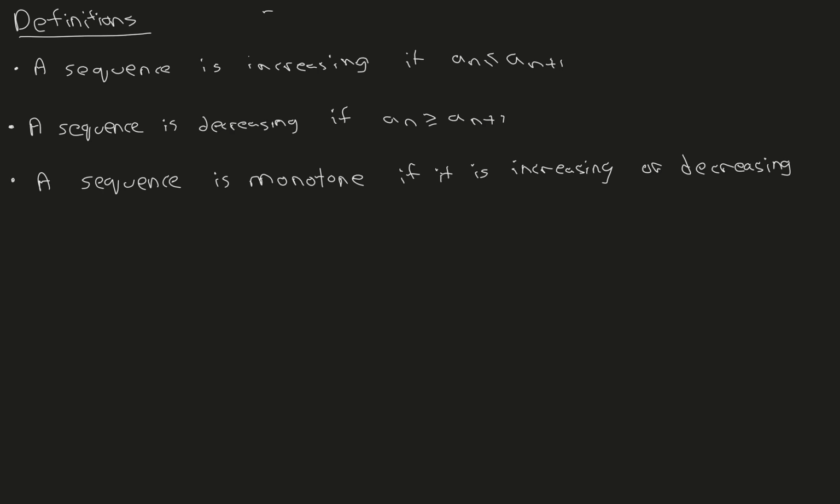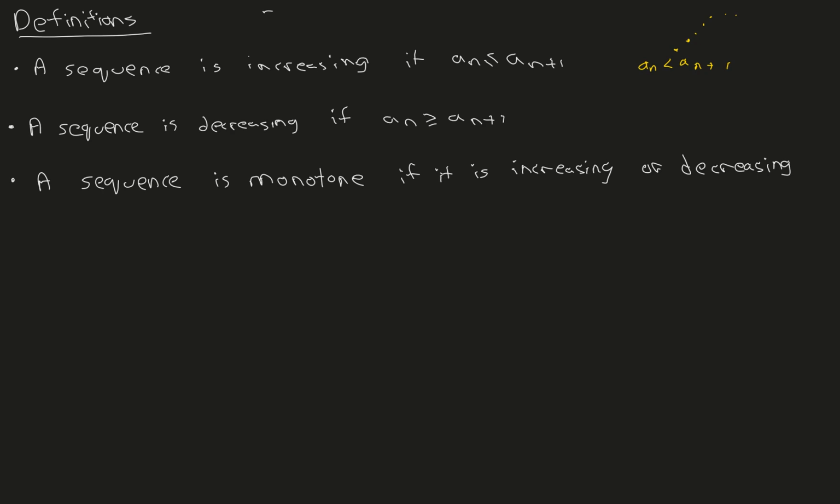We say a sequence is increasing if a_n is less than or equal to a_{n+1}, i.e. the succeeding term of the sequence is greater than or equal to the previous term. And we say a sequence is strictly increasing if a_n is less than a_{n+1}.